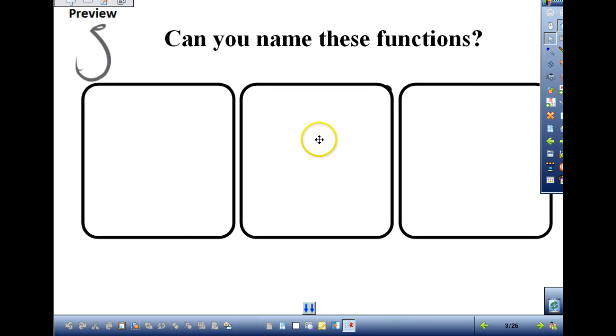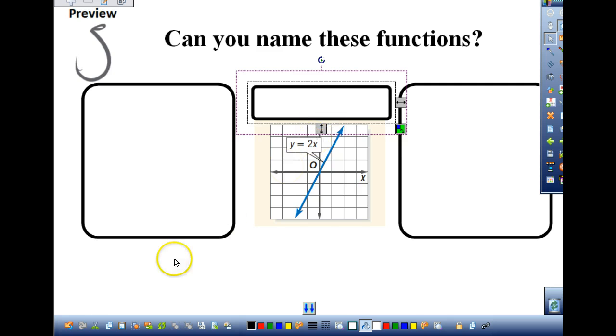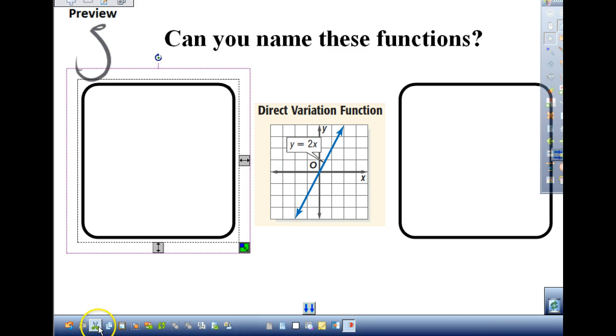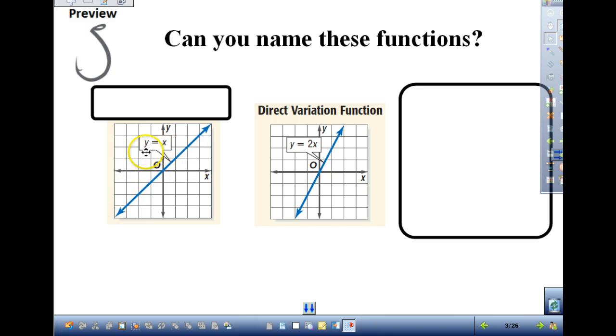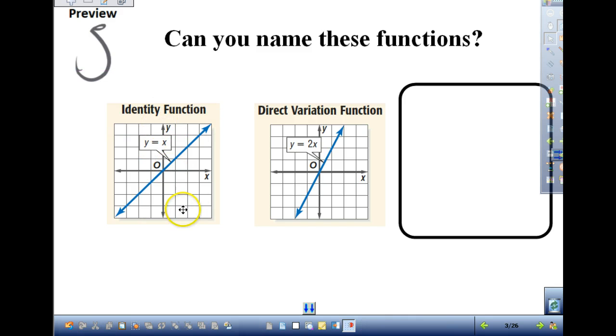We have what we call just regular linear. We can also call that, based upon last night's homework, direct variation. Same direct variation. There's some special names depending on the values in the direct variation. If the slope is 1 in direct variation, you get y equals x, or y equals 1x. The special name for that is the identity function. So it's a special case of linear or direct.